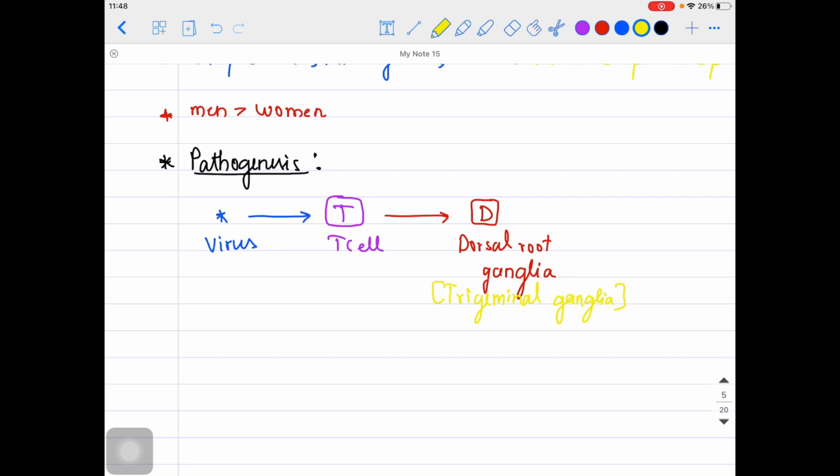So once your body is in an immunocompromised state, it can reactivate itself. I hope you got the concept over here. Fine, so that is the pathogenesis of this particular virus. Basically, an immunocompromised state. So here I am writing as well, if the patient's immunity is compromised, if there is an immunocompromised state, then this virus can reactivate itself, right? Okay, fine, everything is clear over here.